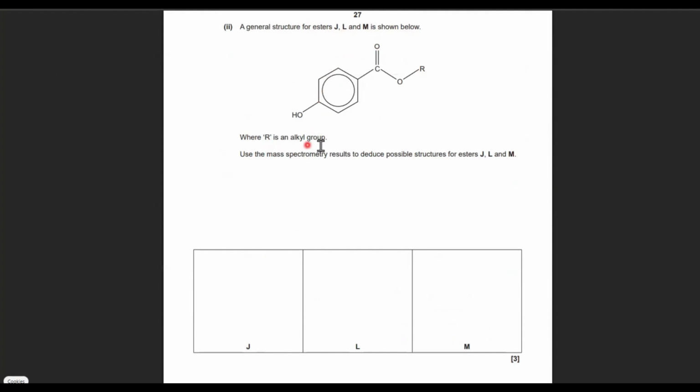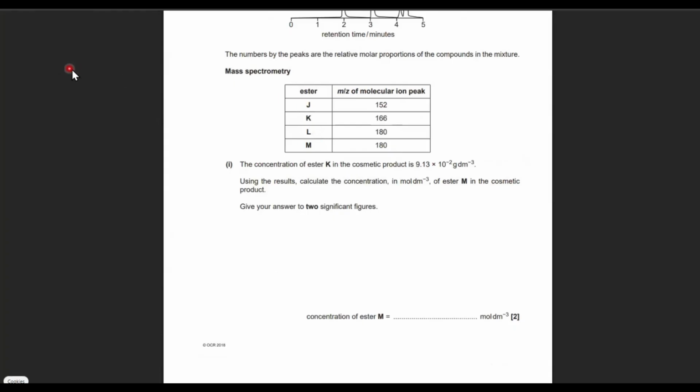A general structure to esters J, L, and M is shown below, where R is an alkyl group. You can see there's an R coming off the O. Use the mass spectrometry results to deduce the possible structures of J, L, and M. So we know that J has an MR of 152, L 180, and M 180. I'm going to write those on the side over here. We're going to need those when I scan back down, and we're going to draw the structures and work it out.